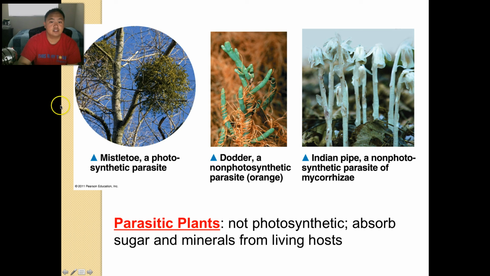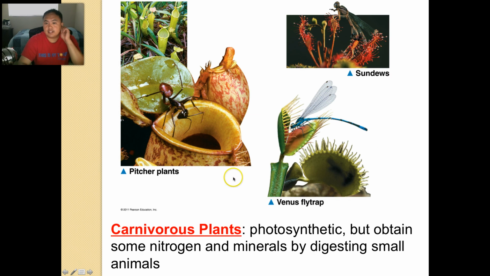And then carnivorous plants, I think the most common one that people are going to remember are the Venus flytraps. They are photosynthetic. They do make energy from photosynthesis, but they also need digestion of small animals to get the rest of their nutrients. So it's pretty cool that plants can eat.